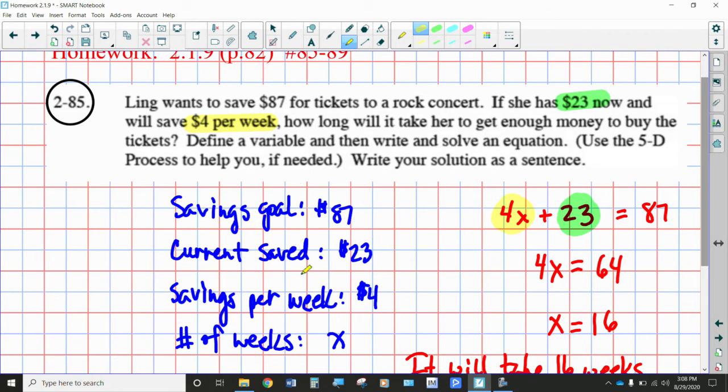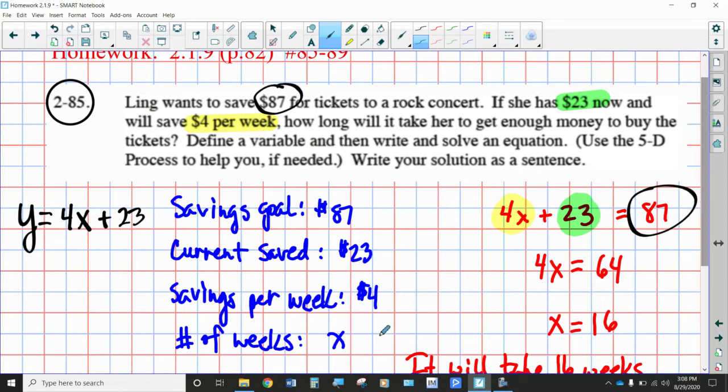What do you know? What are we working with here? We've essentially got a situation where it looks like this. The amount that she wants to save is equal to 4 times X plus 23, right? Starting amount, and then a growth rate. And X is the variable for the number of weeks, and Y is the variable for the amount of money that she saves over time. But in this case, since we're targeting the $87 amount, that's why we wrote the 87 in for Y.